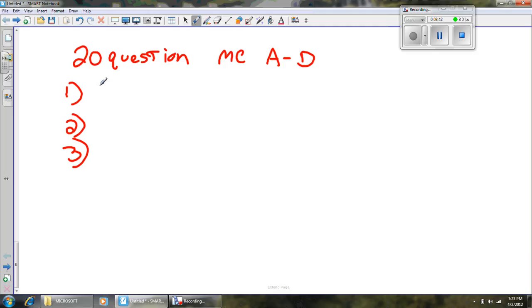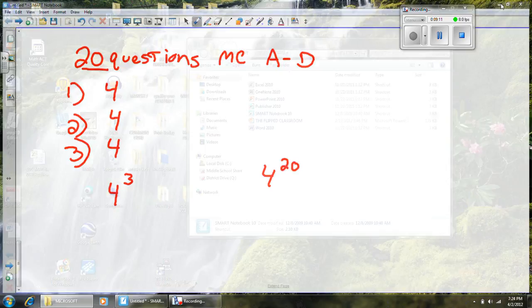For the first question, I have 4 choices, A, B, C, or D. Second question, I have 4 choices. Third question, I have 4 choices. If there were only 3 questions, the answer to my problem would be the same as 4 to the third power. But since there are 20 questions, my solution is going to be 4 to the 20th power. Now this is a humongous number. So big that I'm not going to try that on my own.